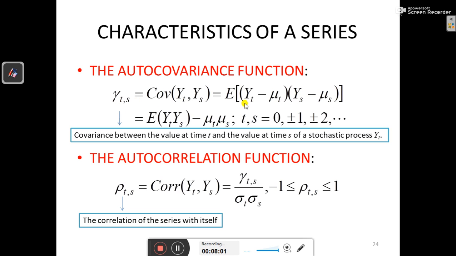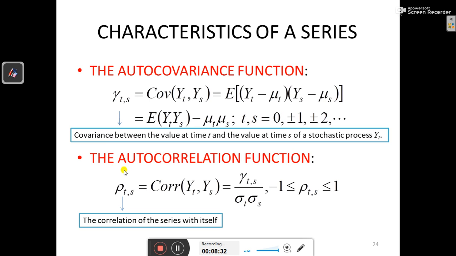Or we can say, if we multiply these two factors Yt and Ys, it will be the expectation of Yt Ys minus mu t mu s, because mu t mu s cannot be under expectation, the mean value is directly constant, but the expectation value might be variable, and that is why it is under the function. And here you can see t, s equal to 0, plus minus 1, plus minus 2, which will go on as it is a time series. So this is the covariance between the value at time t and the value at time s.